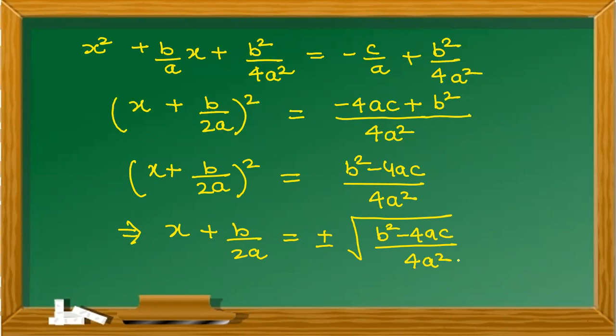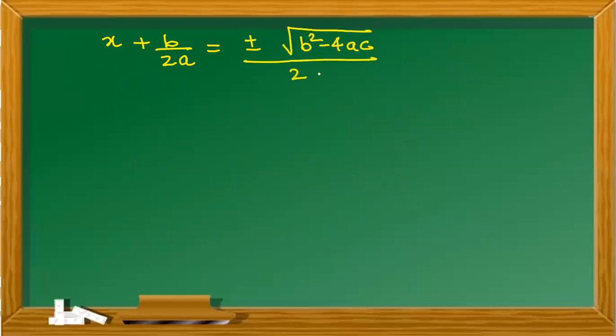Now let us calculate the square root of this factor. b square minus 4ac will remain as such under the square root. But what is the square root of 4a square? It is 2a. So in the next step, what do we get? We get x plus b over 2a is equal to, with plus minus sign, the square root of b square minus 4ac, divided by 2a.